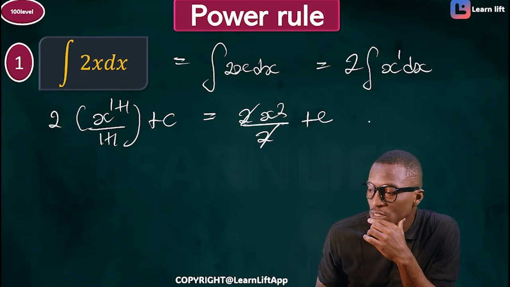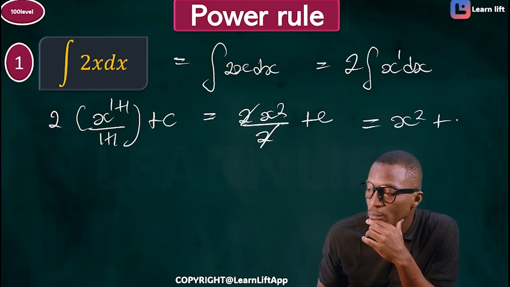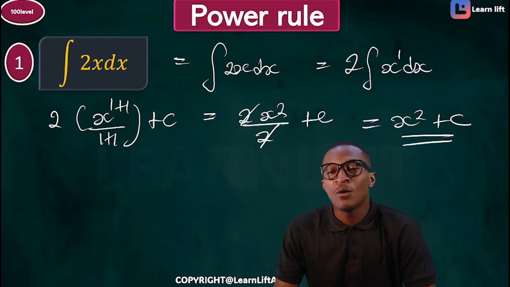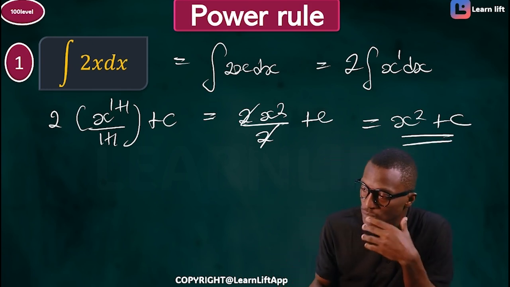If these two cancel out, what are you going to have? We're going to have x squared plus the arbitrary constant. So that's the answer. So now let's prove something here.